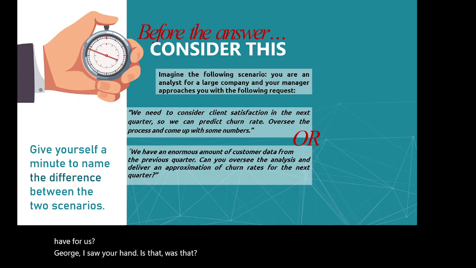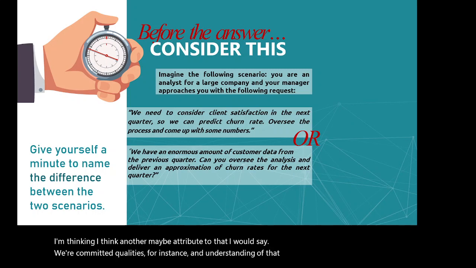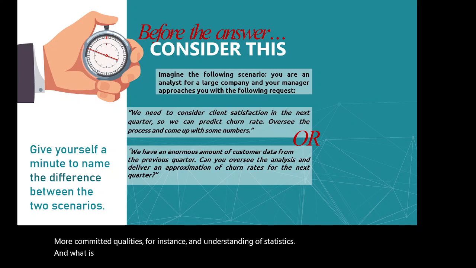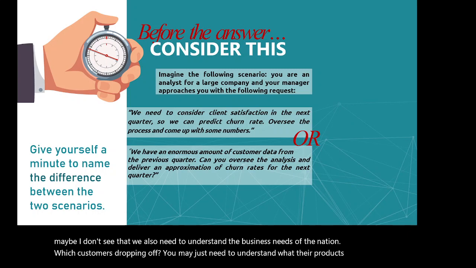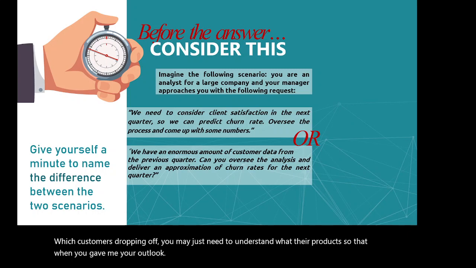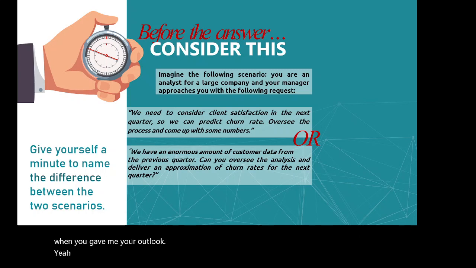Yeah, thank you, Xavier. I think another attribute that I would say would be required is, for instance, an understanding of statistics so that you are able to understand what is currently happening. Then from this, you can make a prediction. I'd also add that you need to understand the business needs of the organization you're working with. For instance, if you're talking about churn rate, and looking at the rates at which customers are dropping off, you may need to understand more about the products on offer so that when you're giving your output, you're able to give detail, not just say overall we are at 5%, but for product A, we had this number of customers showing an interest, this number dropped off for product B and so on. Thank you, and back to you.